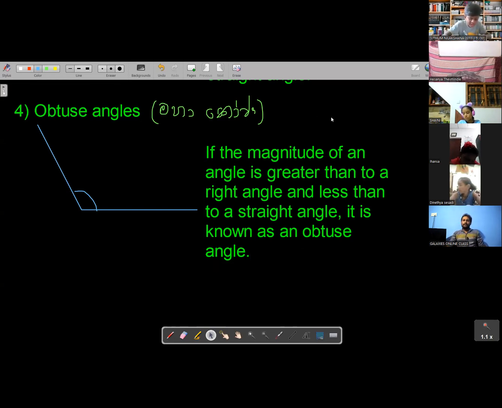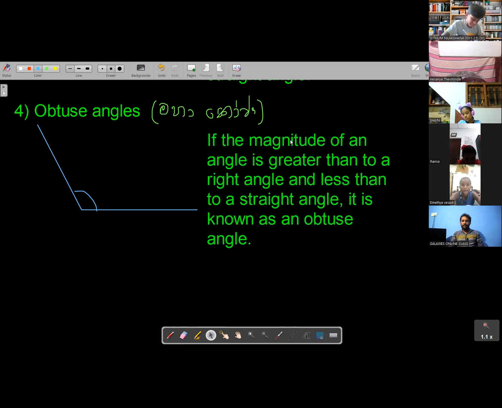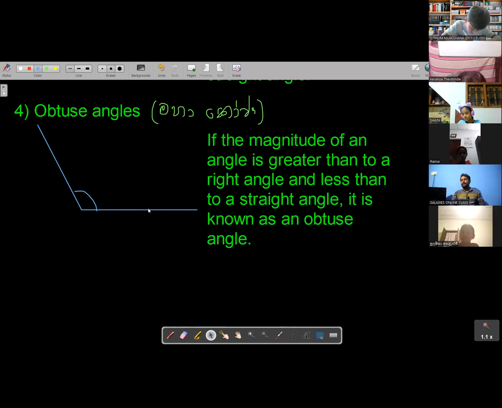Okay, like that description, write down about the obtuse angle. If the magnitude of an angle is greater than a right angle and less than a straight angle, it is known as an obtuse angle. That kind of angle we call an obtuse angle.